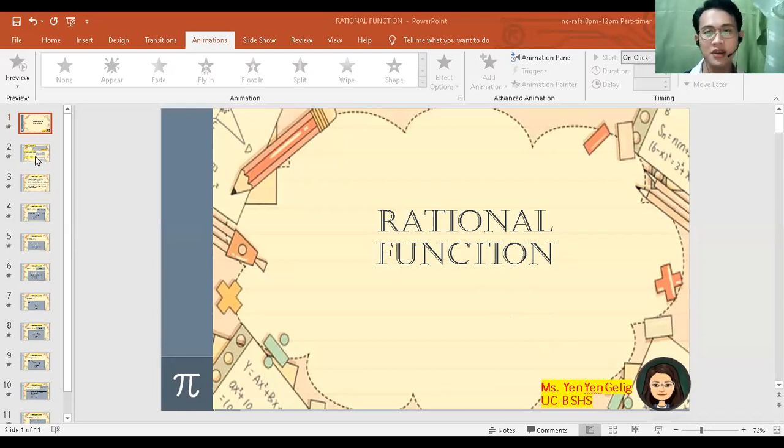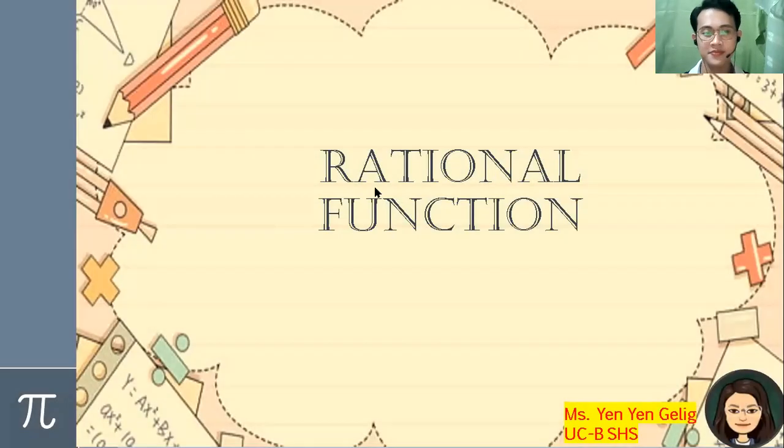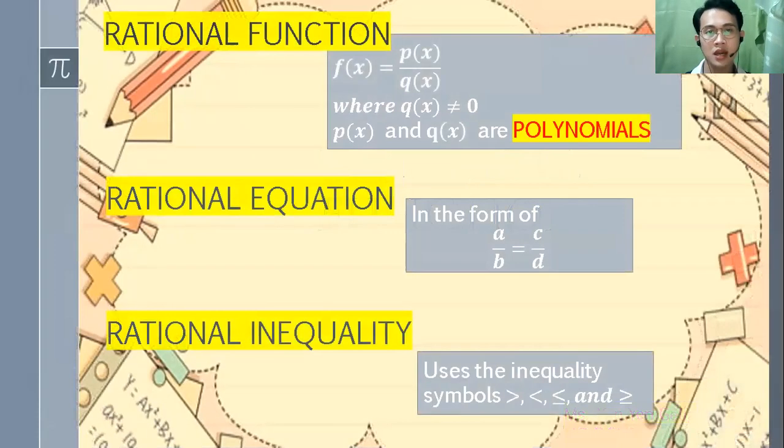Okay, here we go for rational functions. A rational function is denoted by f of x, which is equal to p of x all over q of x, where q of x should not be equal to 0. P of x and q of x are polynomials.